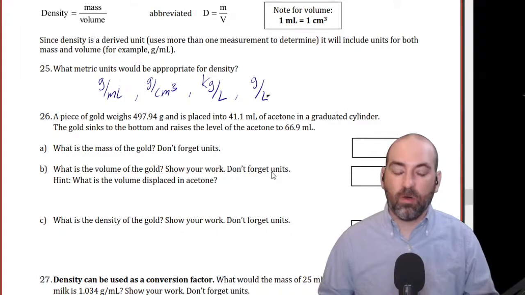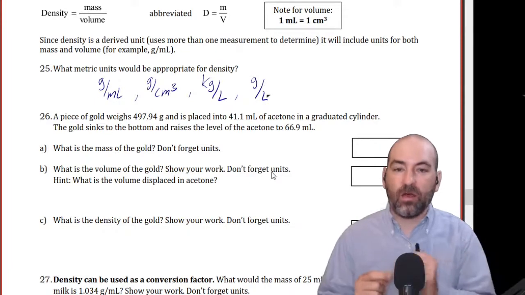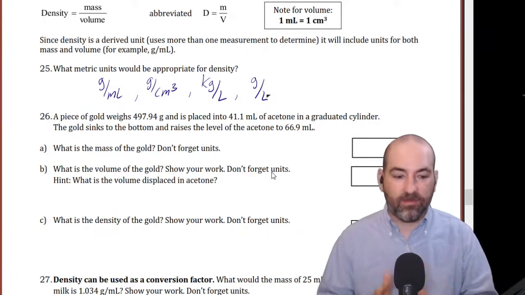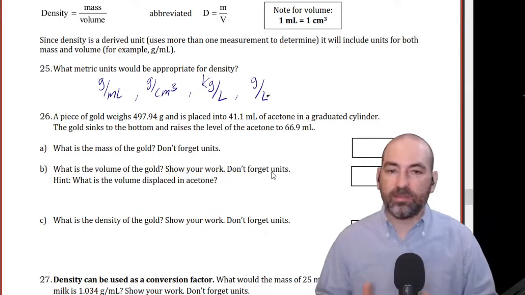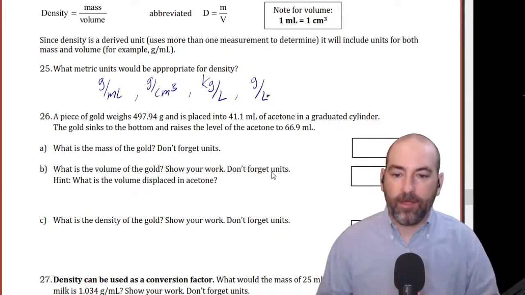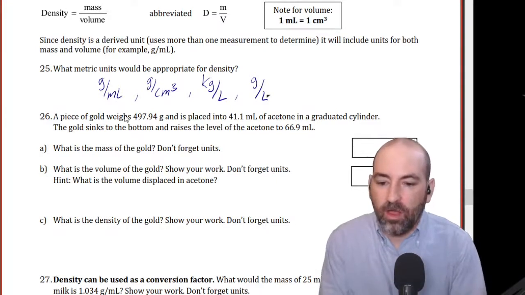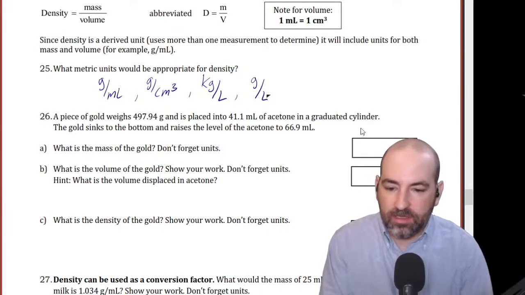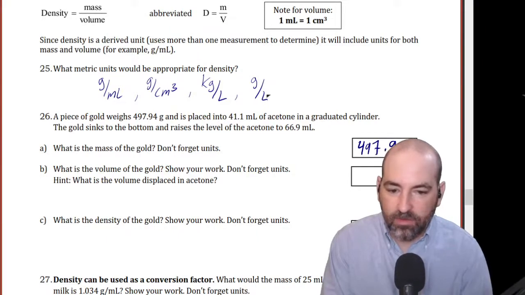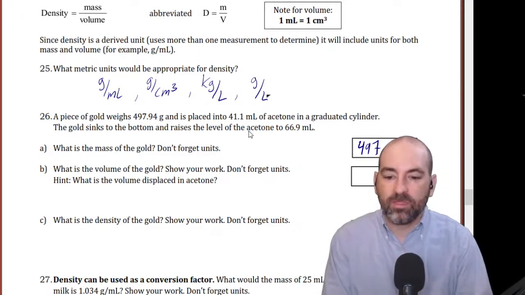And that's generally more precise than trying to actually measure the object on all its sides, unless it is very clearly a cube or something. If it's any sort of irregular shape, you pretty much have to do it by displacement. So a piece of gold weighs this, and that is the mass of the gold, 497.94 grams. What is the volume of the gold?